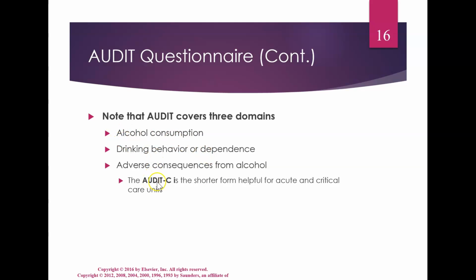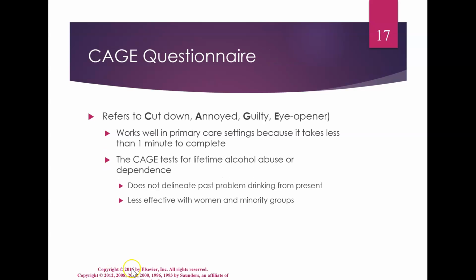So when you do the audit C, right here it says it's the shorter form, helpful for acute, like I said. But note the audit covers three domains. It covers alcohol consumption, drinking behavior or dependence, and adverse consequences from alcohol, and that'll give you a view of how the person is doing.